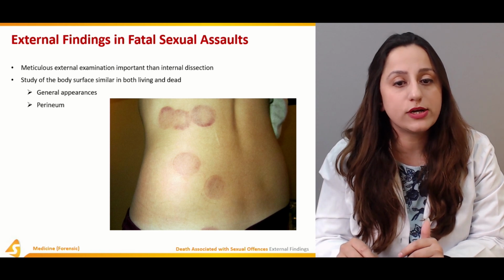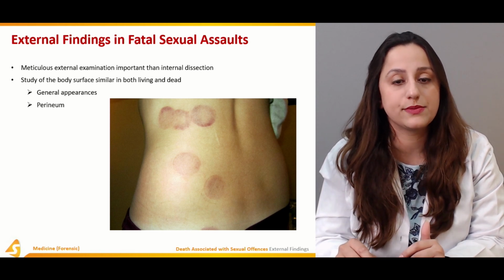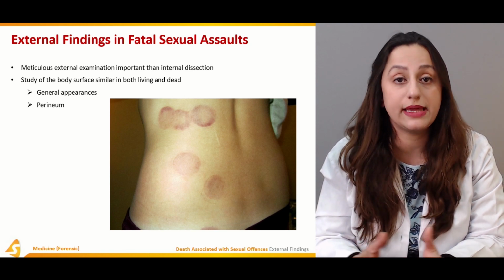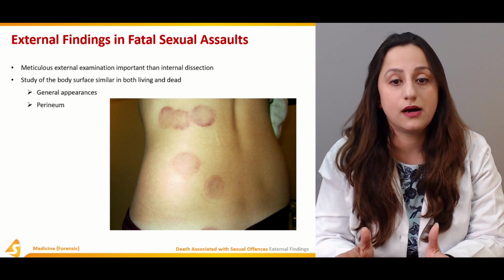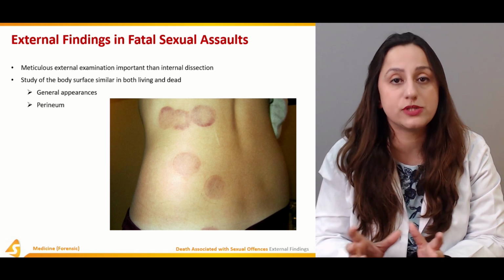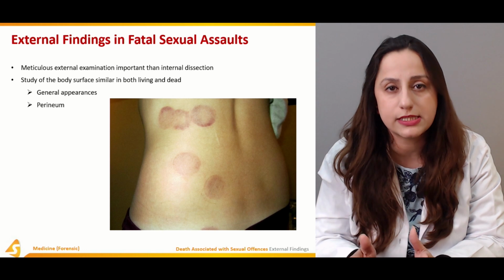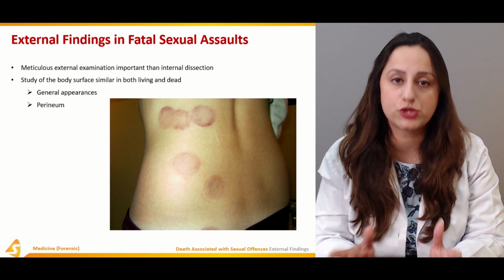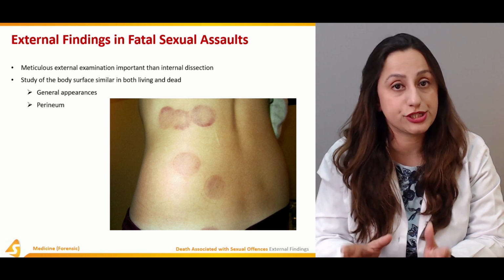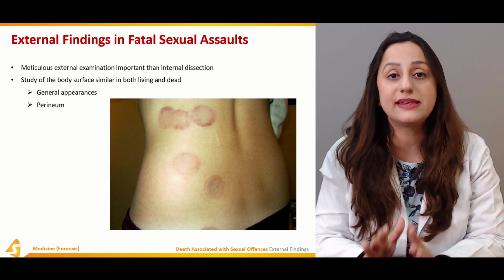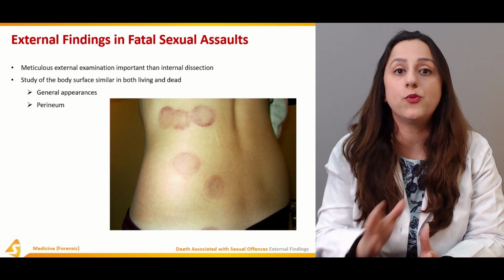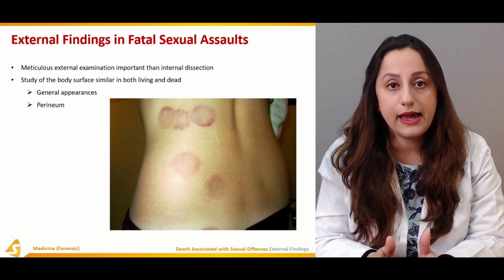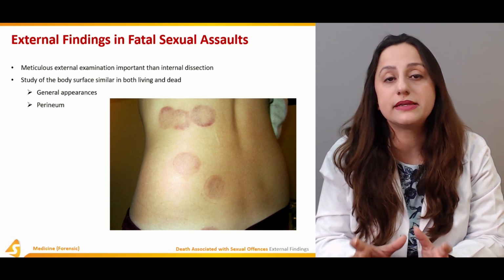So the study of the body surface, similar in both living and dead, is important. Obviously, in the living person, we're not going to perform any internal examination, apart from the vulva and the vagina, where we can perform a certain kind of internal examination. And the general appearances are going to be noted. The clothing of the person is very important, as is the mental state of the person. For example, post-traumatic stress disorder in rape victims is very important. And we have to assess the mental state of the person.